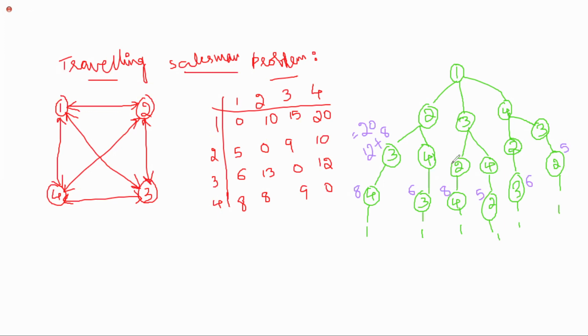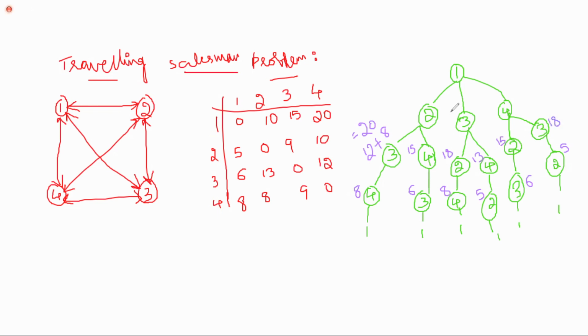Okay. Next, 4 to 3, what is the cost? 4 to 3 is 9. 9 plus 6 is 15. 2 to 4 is 10. 10 plus 8 is 18. Next, 4 to 2 is 8. 8 plus 5 is 13. Next, 2 to 3 is 9. 9 plus 6 is 15. Next, 3 to 2 is 13. 13 plus 5 is 18. This is the cost at the second level.